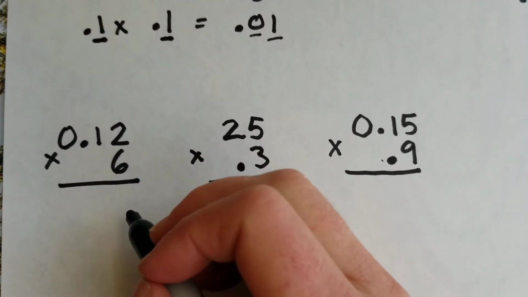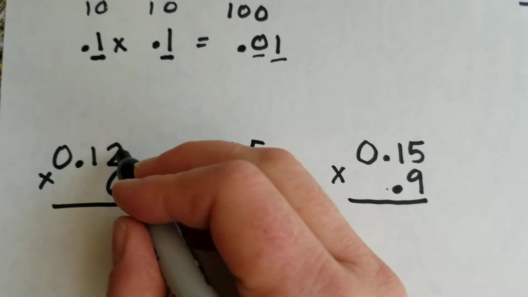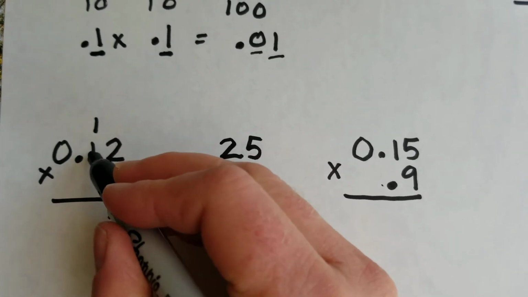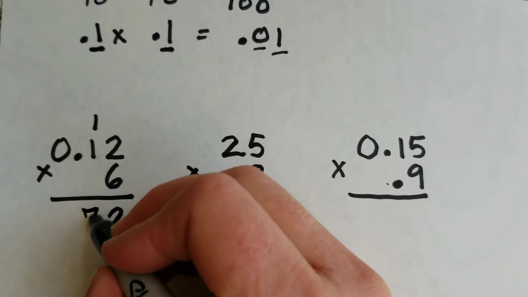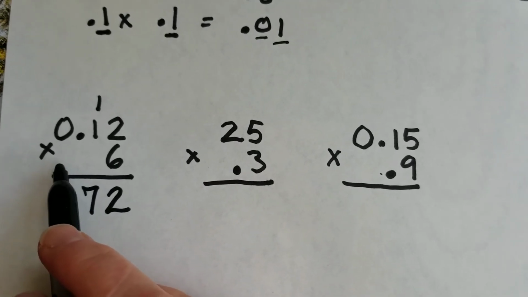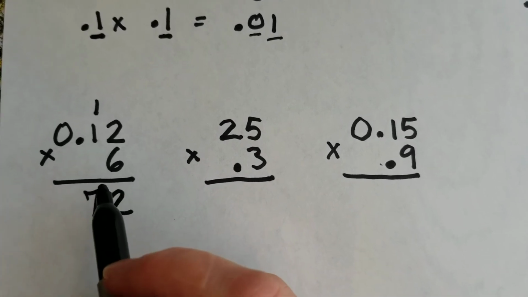We have 12 hundredths times 6. I'm going to do a regular multiplication. 6 times 2 is 12. Carry the 1. 6 times 1 is 6. Plus 1 is 7. Now notice I didn't have to line up any decimal places. I didn't have to put my 6 over here. With multiplying decimals, you don't have to line them up.